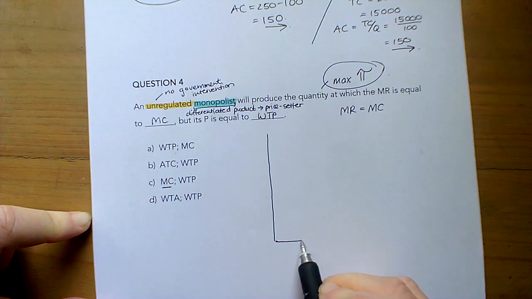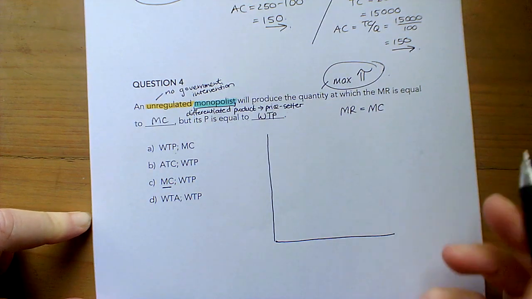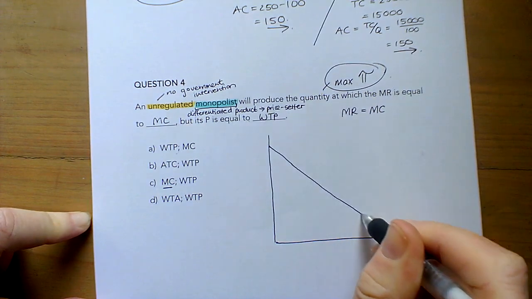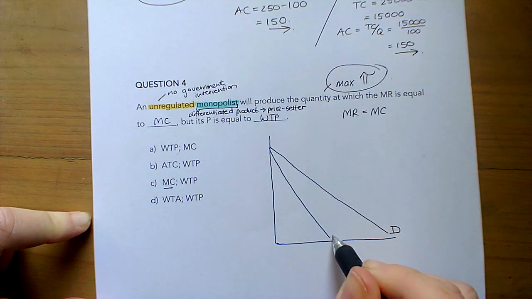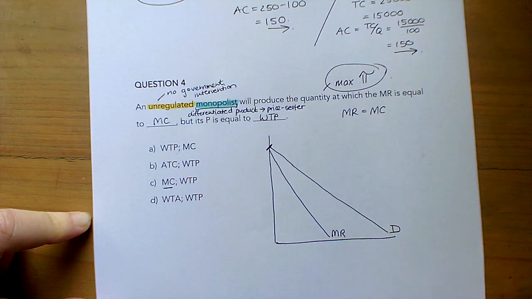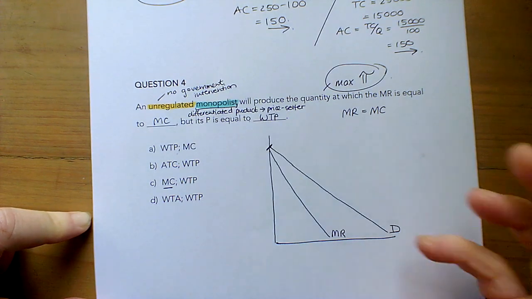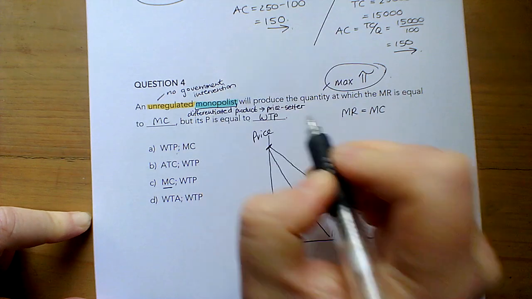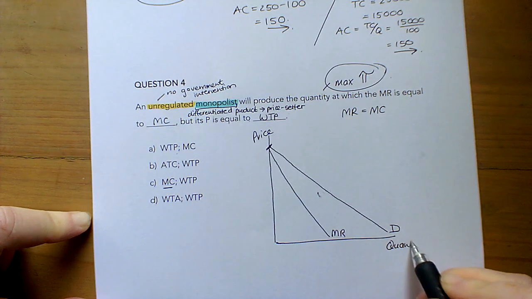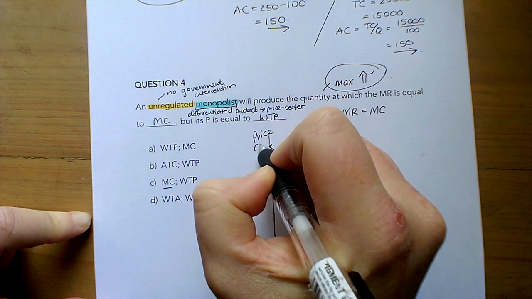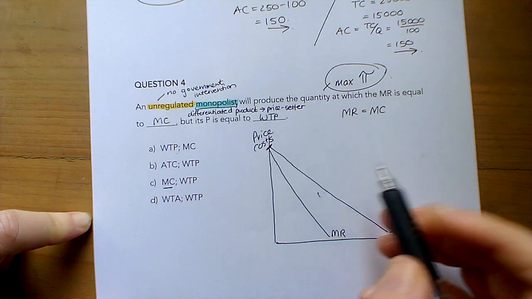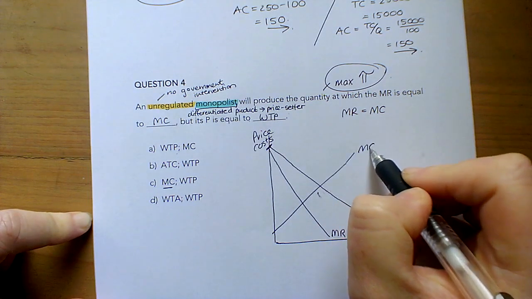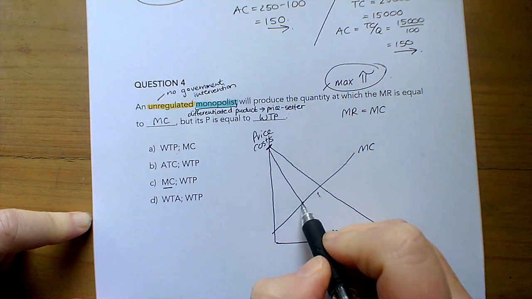So if we look at the picture for a monopolist, they would have a downward sloping demand curve and a downward sloping marginal revenue curve that would share the same intercept as the demand curve. We have price and quantity. We can also put costs on the y-axis as well because we're plotting a firm. They then face an upward sloping marginal cost curve.